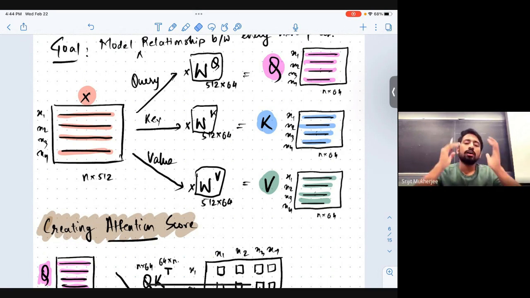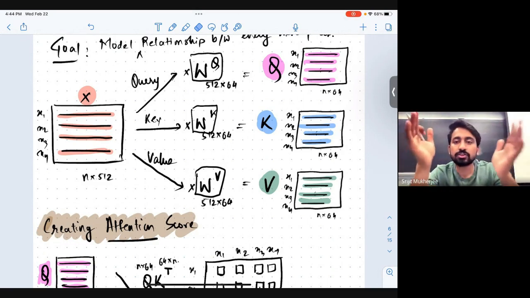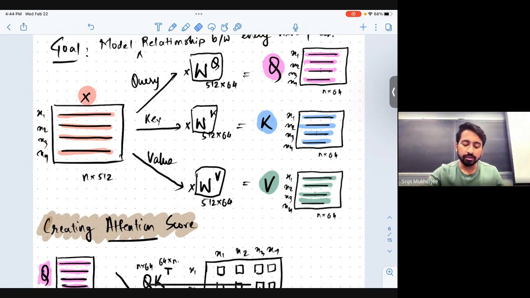Now what are the purposes of these three matrices? I read in one place, I think it's Math Stack Exchange or some Stack Exchange, to imagine that you're typing in something, let's say you want to understand the math behind transformers. Let's say you write this in YouTube. Now YouTube will match this whole query with the keywords of all the videos out there.